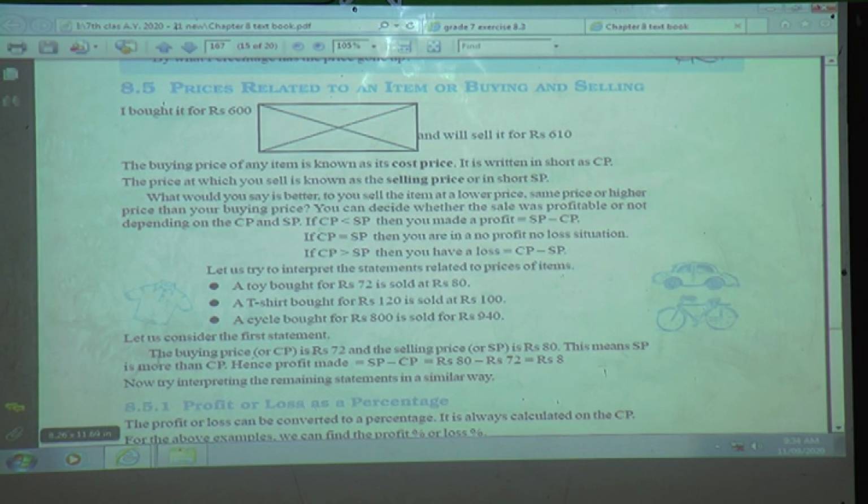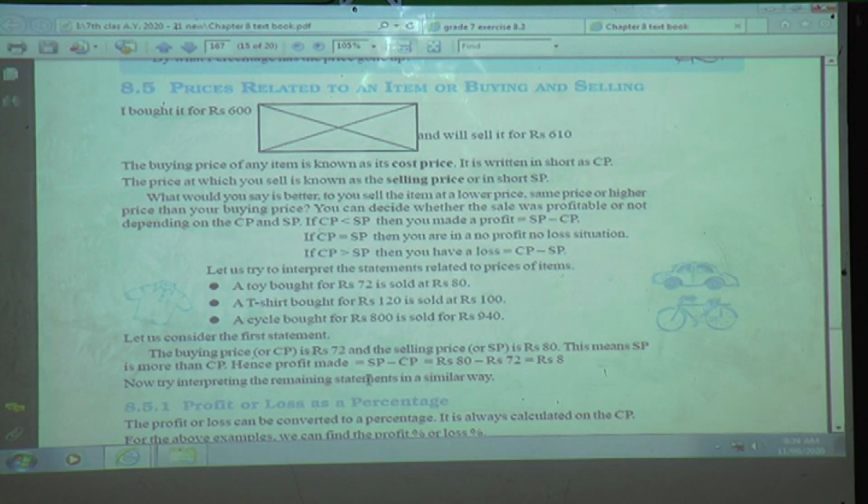We will see the buying price, that is the cost price or CP, is rupees 72 for a toy, and the selling price or SP is rupees 80 for that toy. This means that SP, the selling price, is more than the CP, the cost price, hence the profit made is equal to SP minus CP.